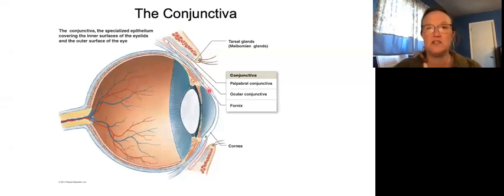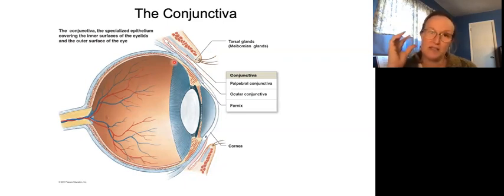It's basically transparent, which is why we can see the whites of our eyes, even though we have that conjunctiva covering them. This protects the anterior eye and the eyelid, and its secretions help to lubricate the eyelid so that when you open and close your eyes, they don't scrape across each other and hurt.